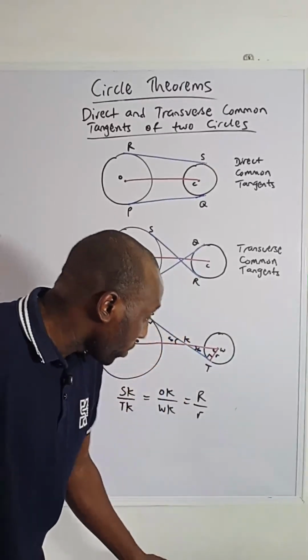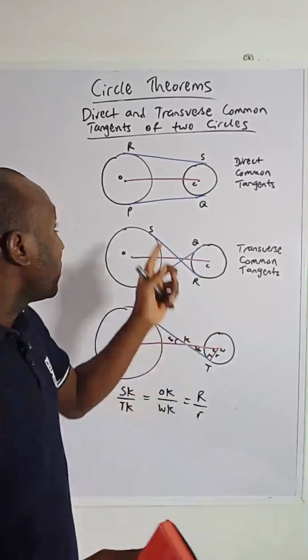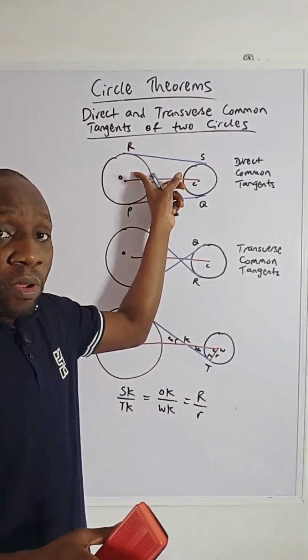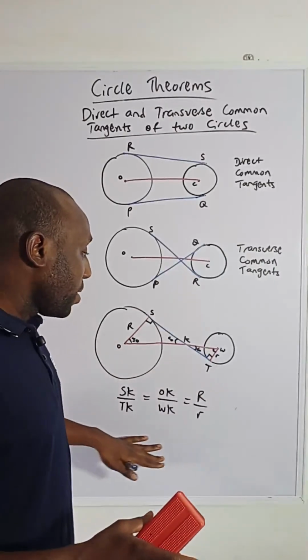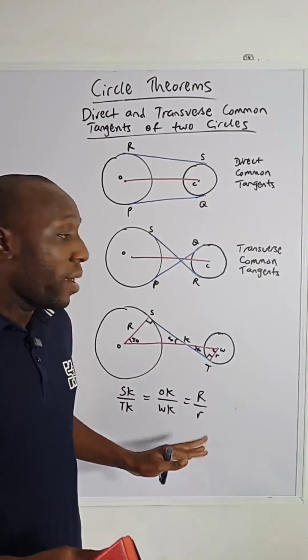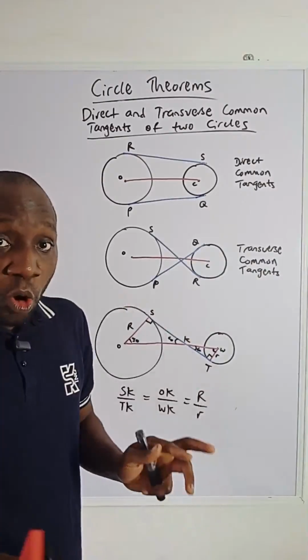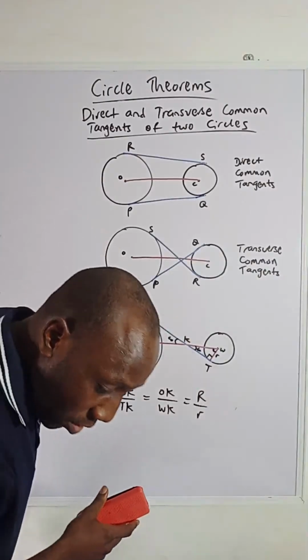Okay, if there's no question, I have to take off this. Please don't forget, this is direct common tangent, and this is transverse common tangent. And this is the ratio of their corresponding sides when you have transverse common tangent. Okay, so I need to take off the board.